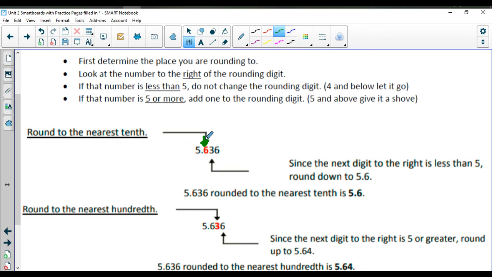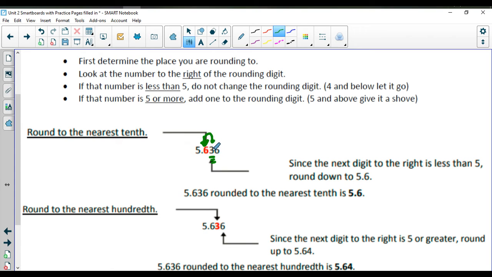That's just not possible. So what we do, since this is our place that we're looking at, we want to look at the next number. So we're going to focus in on this 3. And you've probably heard the saying, if it's 5 or above, give it a shove. And if it's 4 or below, you want to just go ahead and let that go.